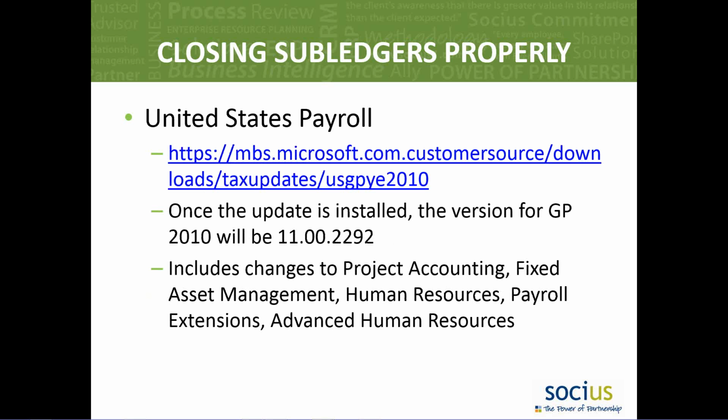Now, here's where you can actually download the update. And one of the things you'll notice on this slide is that once the update is installed, the version for GP 2010 will be 11.00.2292. And you can actually go in and look at that by going to the help windows off the main menu and then select About Dynamics GP. And it will actually show you the version, and it should say 11.00.2292 if you're on GP 2010.